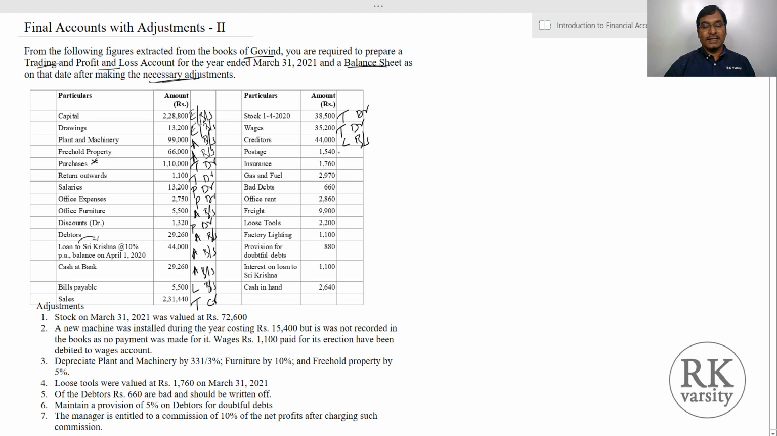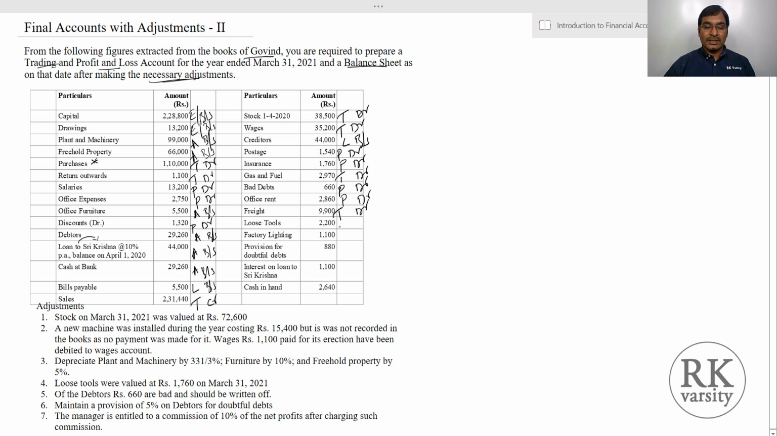Postage is an indirect expense, so profit and loss account debit side. Insurance is again an indirect expense, so profit and loss account debit side. Gas and fuel is a direct expense, so trading account debit side. Bad debts is a loss, so appears in the profit and loss account debit side. Office rent again indirect expense, profit and loss account debit side. Freight is a direct expense, so trading account debit side.